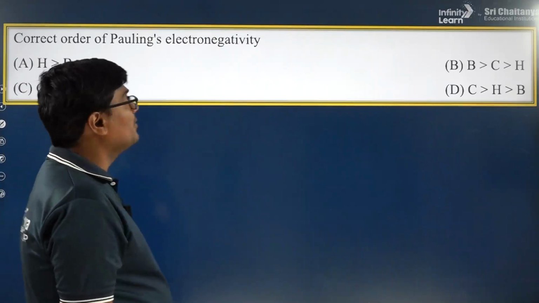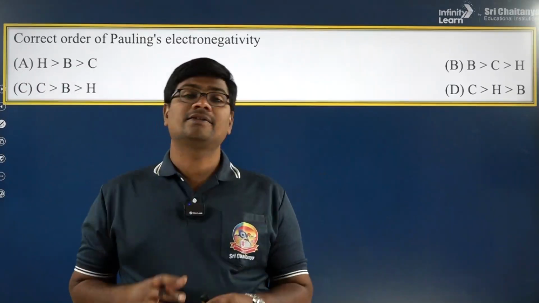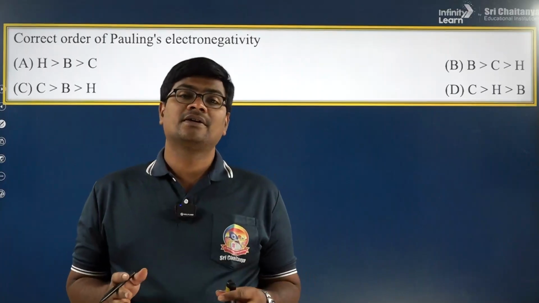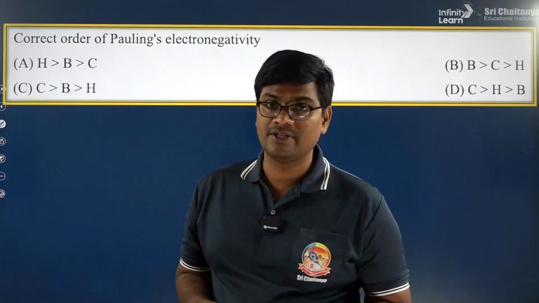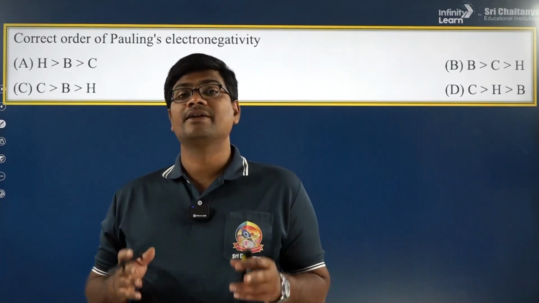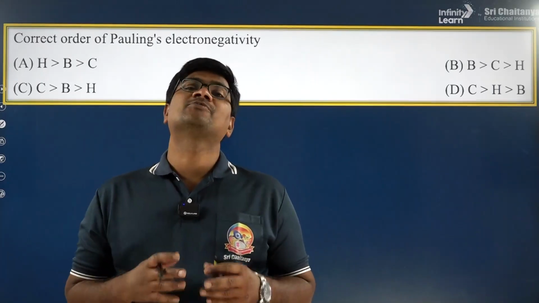The correct order of Pauling's electronegativity is. Generally, electronegativity trends should be remembered. What is the trend? In a period, electronegativity increases. In a group, electronegativity decreases. Here also we observe the exceptions.